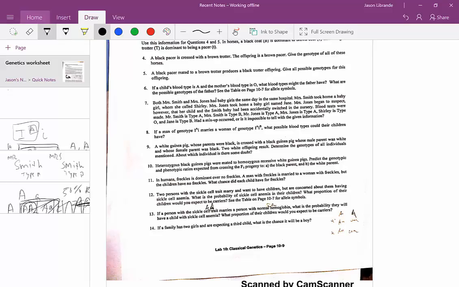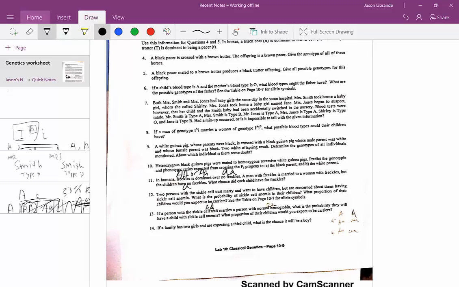Okay, so in humans, freckles is dominant over no freckles. It's just filling out the genotypes. So if you are homozygous recessive, you have no freckles. If you're heterozygous or homozygous dominant, you have freckles. So a man with freckles is married to a woman with freckles as well. But the children have no freckles.